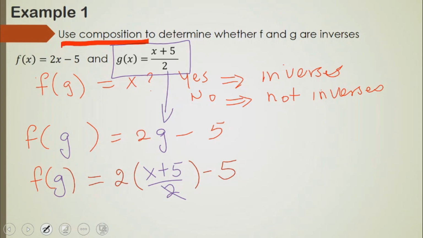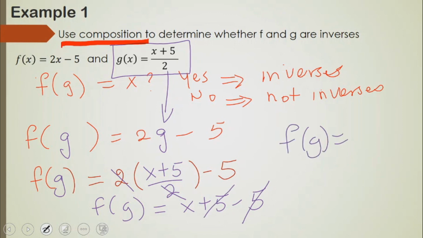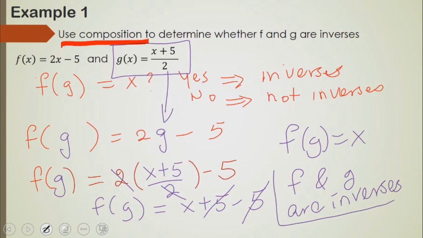So these two can cancel each other out, because this is dividing and this is multiplying. Then we are left with f of g equals x plus 5 minus 5. And as you can see, 5 minus 5 is 0. So f of g is x. That means in this case, yes, f and g are inverses. Okay, so that's the solution in this case.